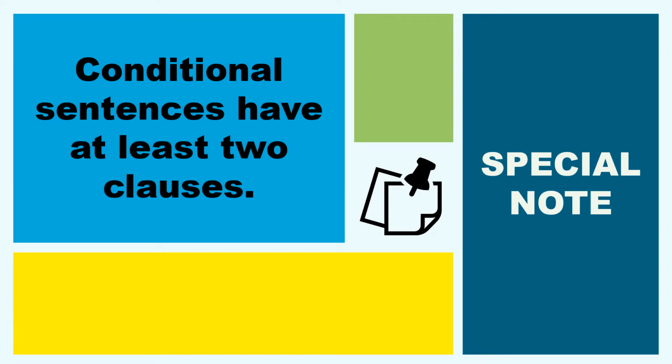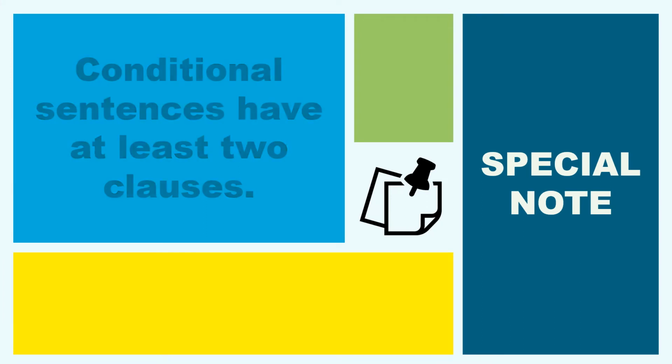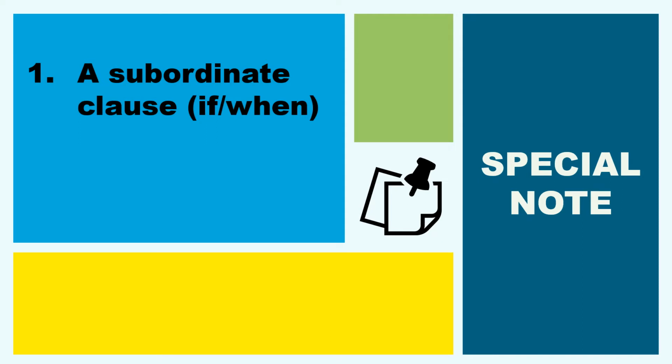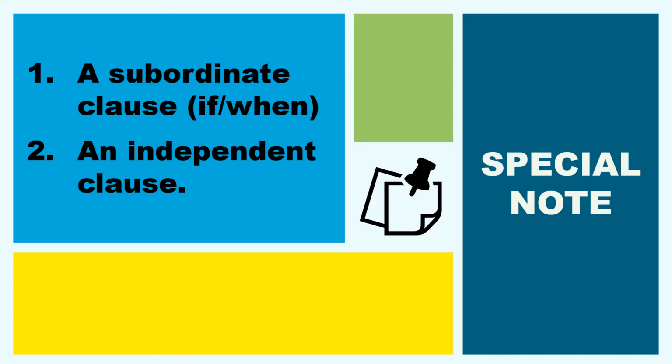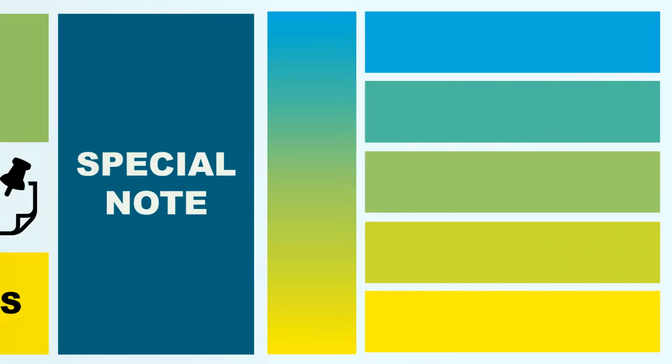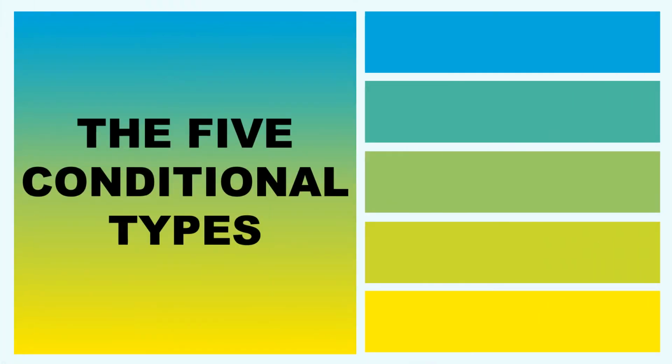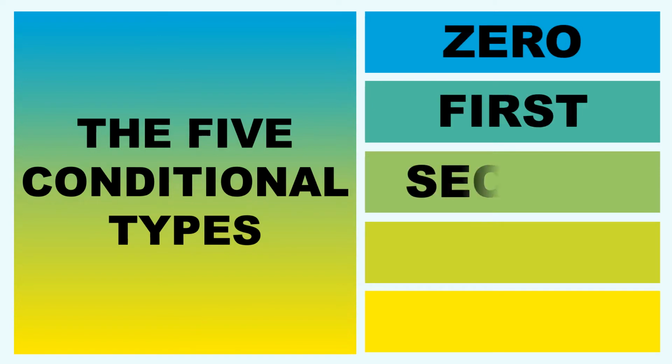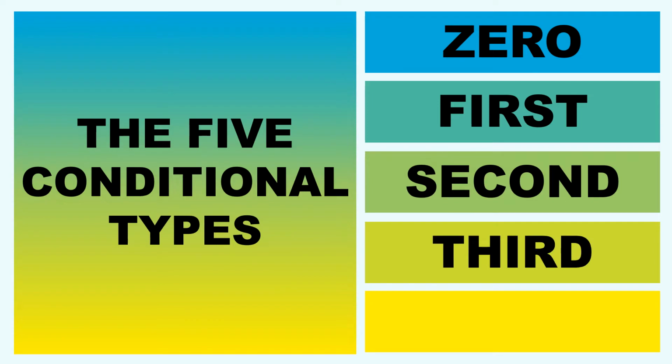Special note, conditional tenses have at least two clauses: a subordinate clause, if or when, and an independent clause. It could potentially have more, but it'll have at least those two. And that means it's going to generally form what's known as a complex sentence, a subordinate clause and an independent clause. Now, there are actually 5 conditional types. The zero condition, the first, second, third, and mixed.